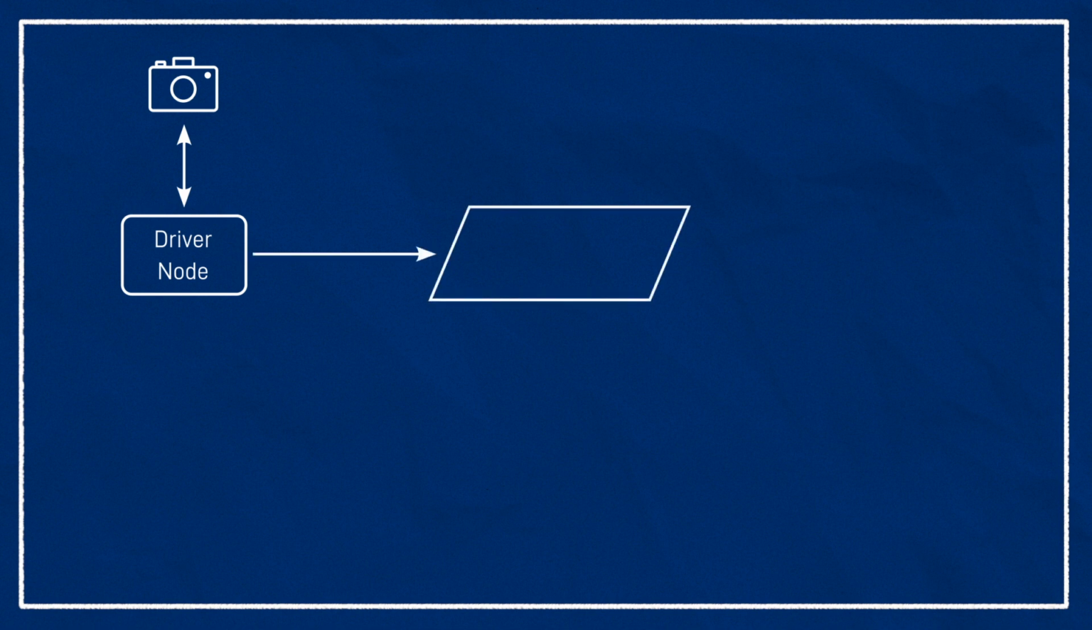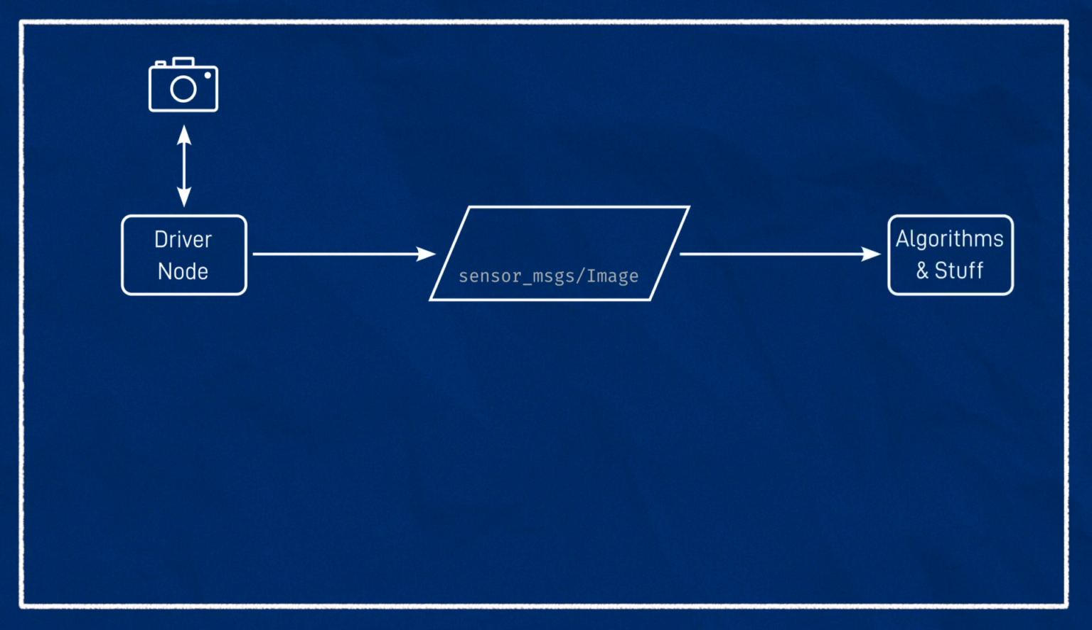Now the type that ROS provides for us for that topic is sensor_msgs/Image. And that way, as long as your driver node is designed to publish an image, and as long as your algorithms are designed to subscribe to an image, then you can chop and change. You can use whatever cameras you want, whatever algorithms you want, and everything should work together.